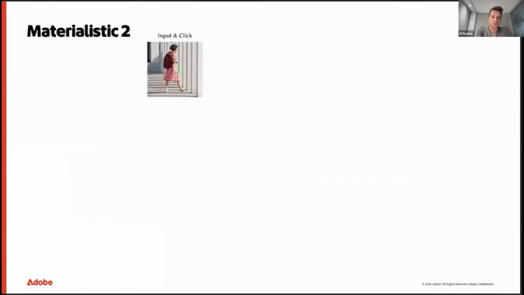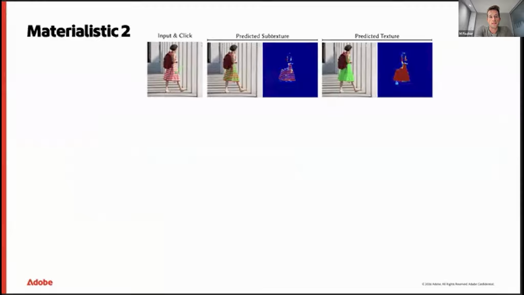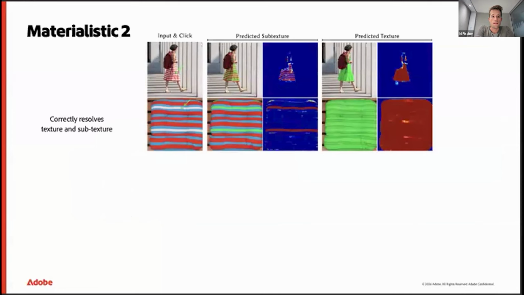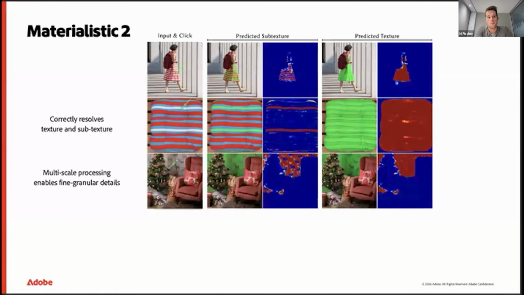So let's look at some results. Of course, I have to show some results to show you guys that it actually works. This is the input and the click. And you can see that predicted subtexture is only the red stripes on the skirt, whereas predicted texture correctly gives you the entire skirt. Again, on this pillow here, you can only get the white stripes, or you can get the entire pillow, depending on which level you choose in the model.